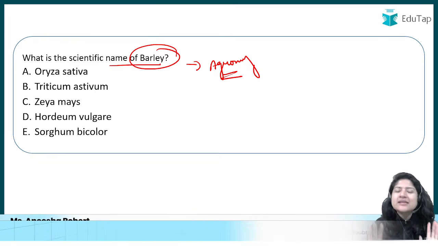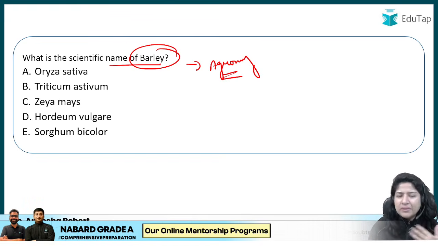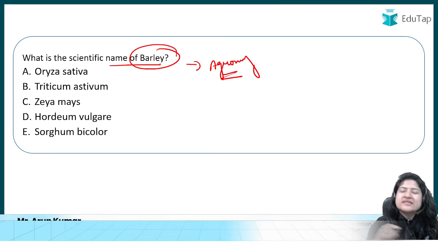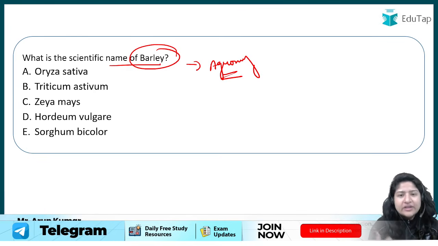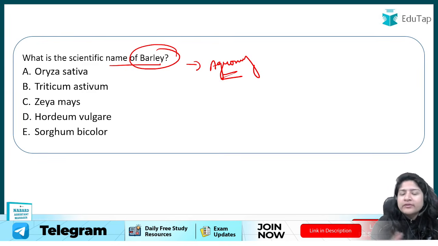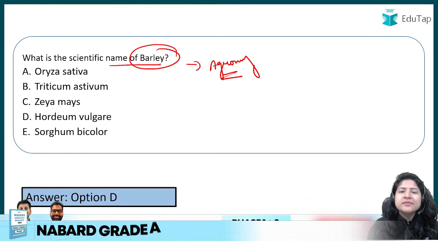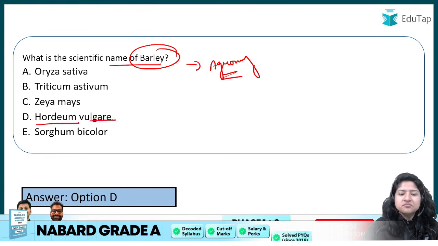But yes, it has been observed that NABARD does ask one scientific name, be it in forestry. For example, the teak scientific name was asked. Teak is a very important timber in forestry and very common also, so that was asked. Strawberry is a common fruit, that was asked. Barley was asked. So they ask every time. This is something you have to be prepared with.